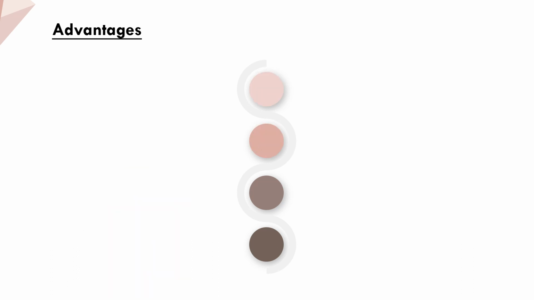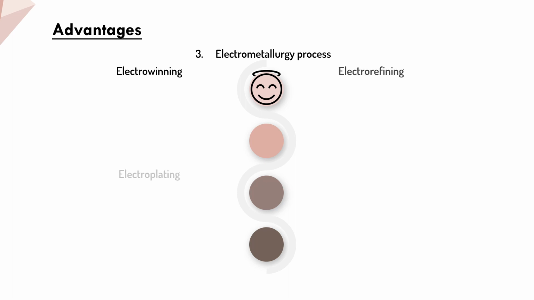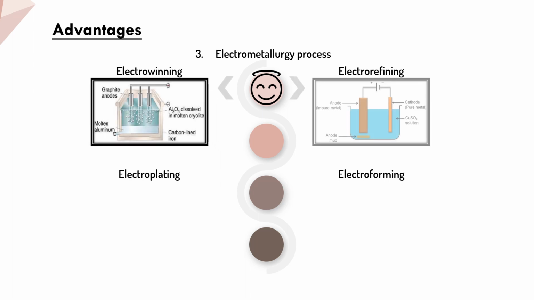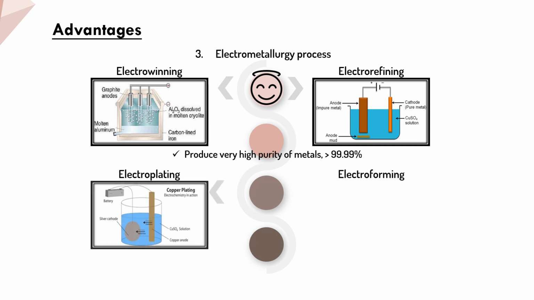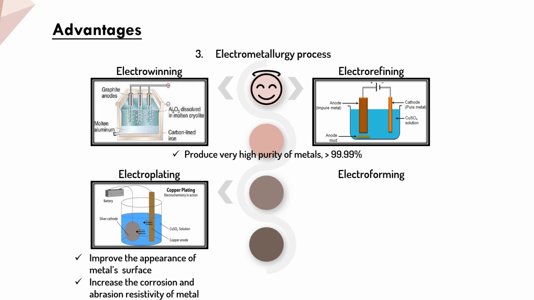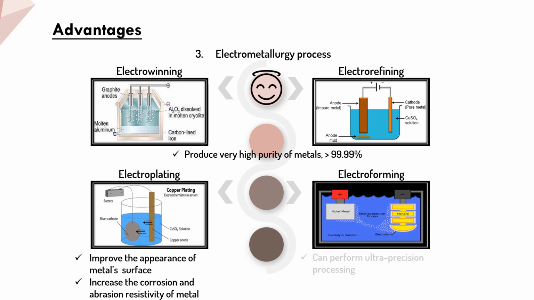The third advantage is the use of the electrolytic cell in the electrometallurgy process. Electrometallurgy involves the metallurgical processes that take place in the form of an electrolytic cell. The electrometallurgy process is categorized into four main groups, which are electrowinning, electrorefining, electroplating, and electroforming. The electrowinning process is used to extract the metal, while the electrorefining process is used to purify the metal. Both of these processes can produce a very high purity of metal that exceeds 99.99%. The electroplating process can improve the appearance of the metal surface and increase the corrosion and abrasion resistance of the metal. The electroforming process can perform ultra-precision processing, which can obtain good replication accuracy.